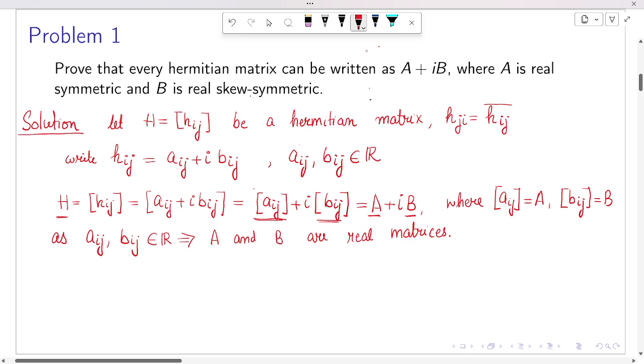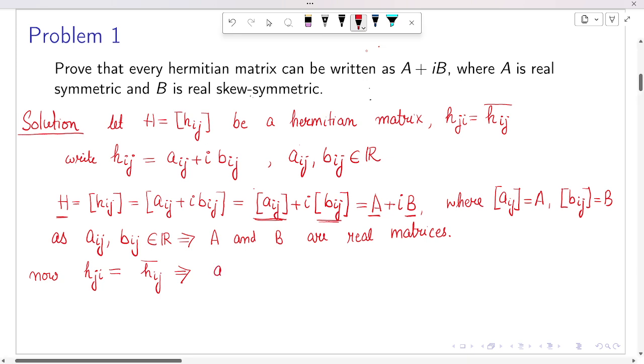Now, what we are left to prove is A is real, A is symmetric and B is skew symmetric. Now we have Hji is equal to Hij conjugate. So now Hji is equal to Hij conjugate, and substitute Aij plus iota Bij in place of Hij.